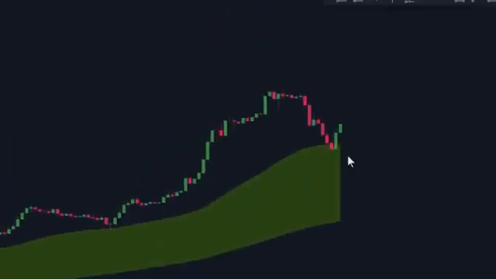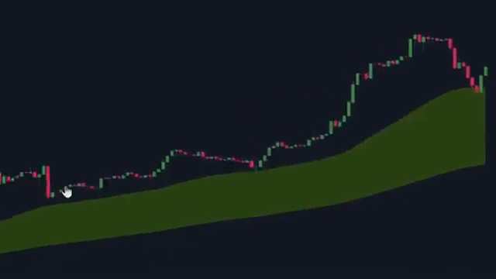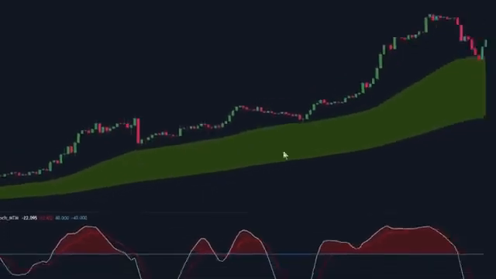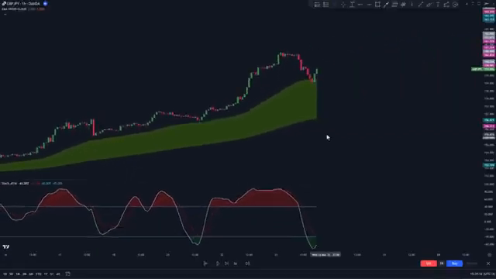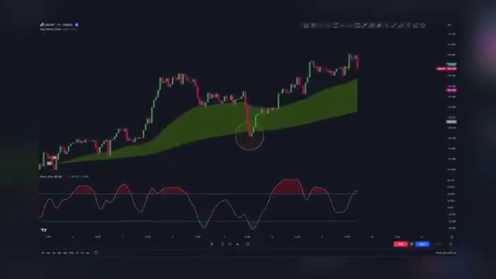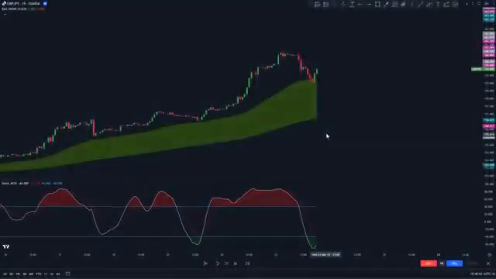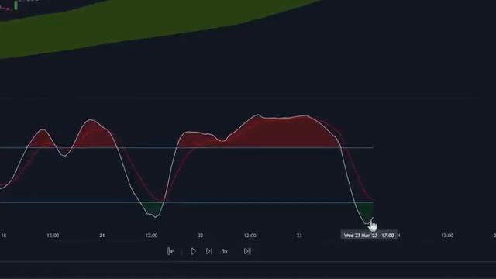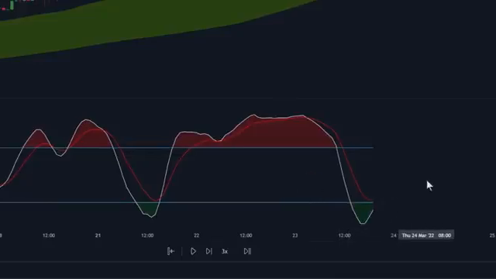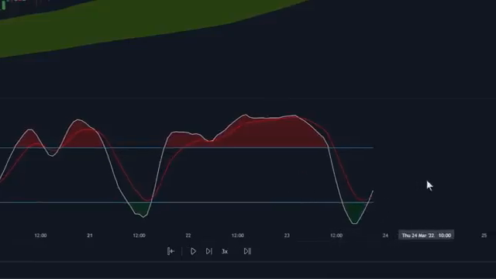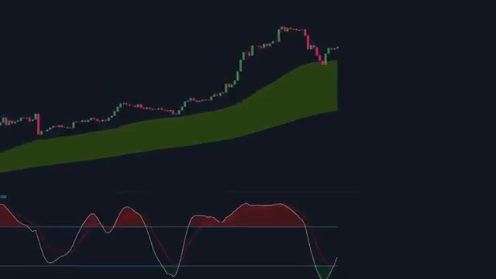Third, during the pullback, the price should touch the EMA trend cloud without breaking and closing below it. If a pullback just happens and the price doesn't touch the EMA cloud like this one, we'll skip that setup. We will also skip it if it breaks and closes below the trend cloud like this. Next, after the pullback, we want the stochastic oscillator to cross above this red EMA, and that crossover should happen above this lower band. If the crossover happens below the band, that setup becomes invalid.